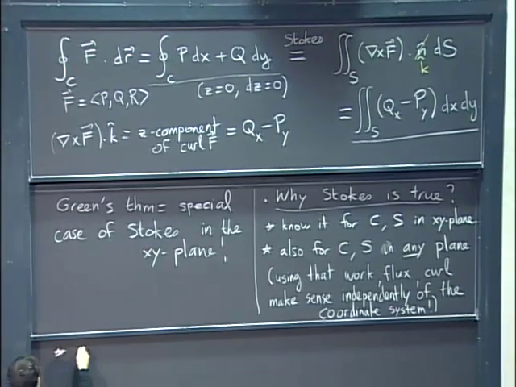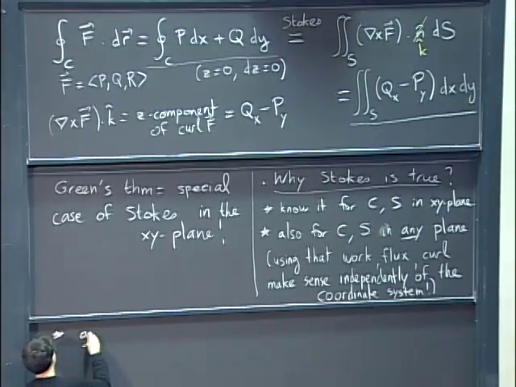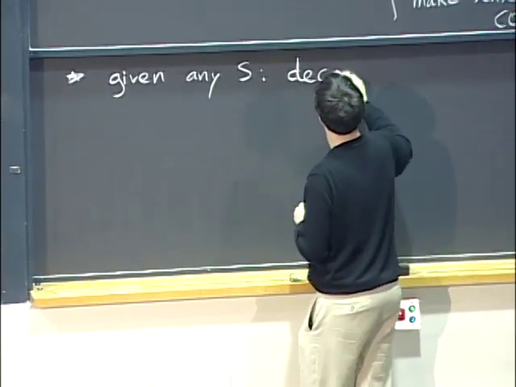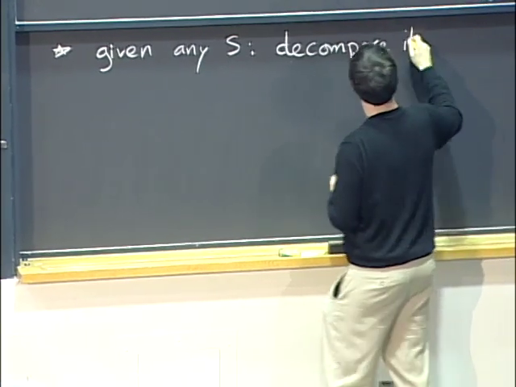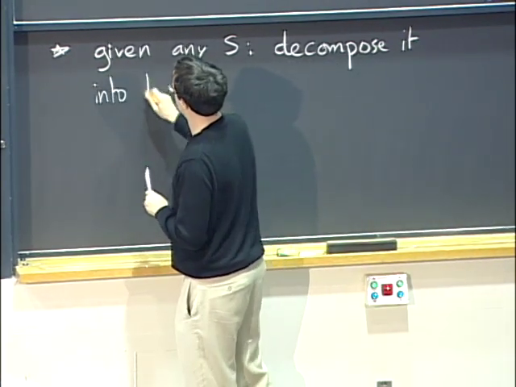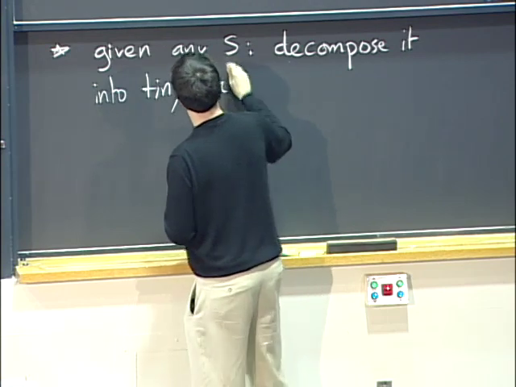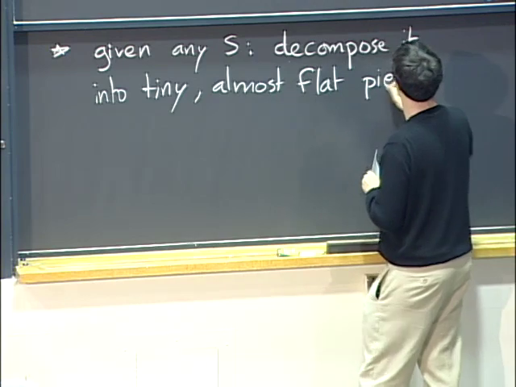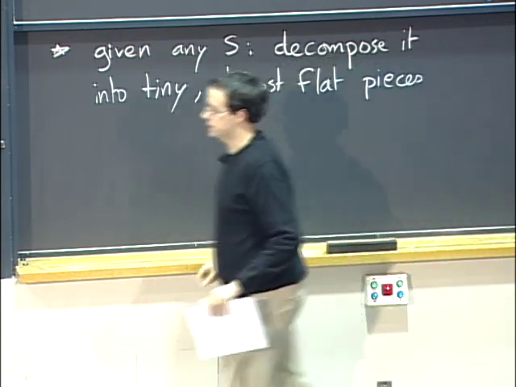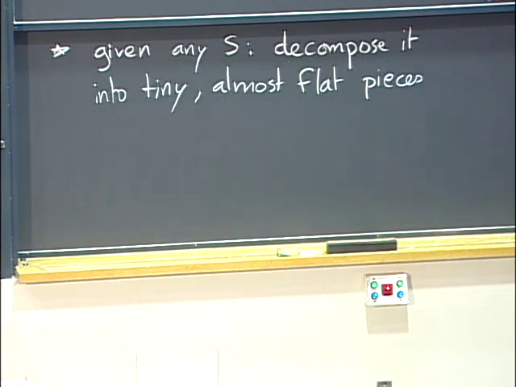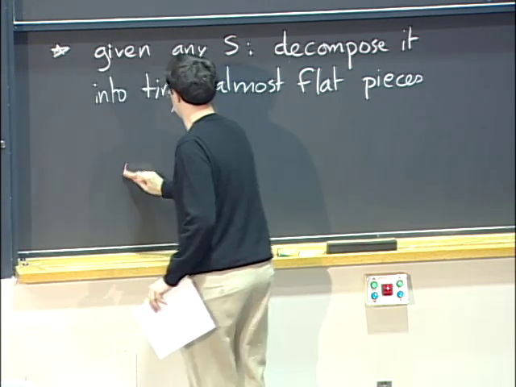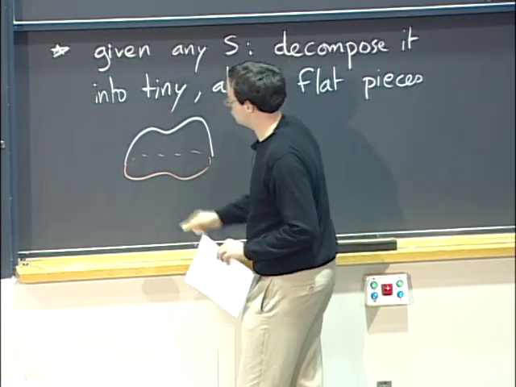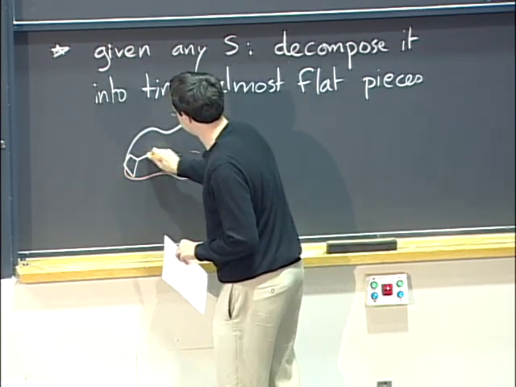So given any S, we are just going to decompose it into tiny, almost flat pieces. So, for example, if I have my surface like this, what I will do is I will just cut it into tiles.